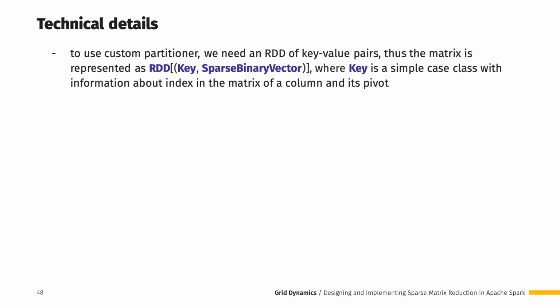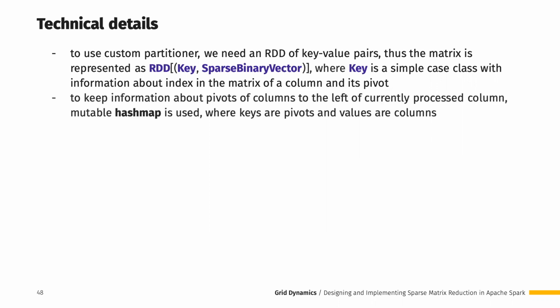Okay, some more technical details. To use a custom partitioner in Spark, we need an RDD of key-value pairs. So we are going to represent the matrix as an RDD of key and sparse binary vector pairs. And the key is going to be just a simple case class that contains information about the index of a column in the matrix and its pivot. To keep information about pivots of columns to the left of the currently processed column, we'll be using a mutable hash map where keys are, of course, pivots, and values are columns.